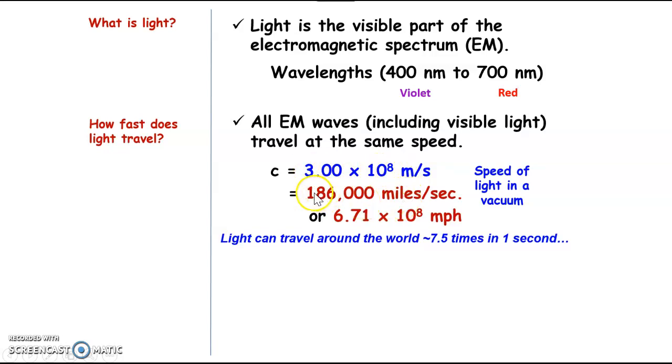In miles per second, that's 186,000 miles every second, which means that if you turn on a light, that light is fast enough to go all the way around the world over 7 times in 1 second. So this is a really, really big number. It is the fastest that anything in the entire universe can travel. It's like the universe's speed limit.